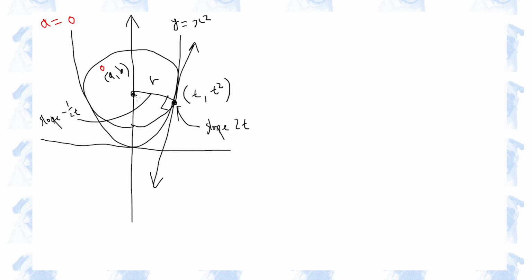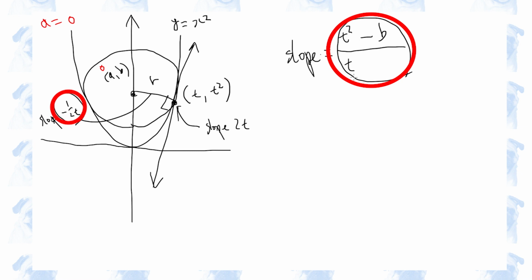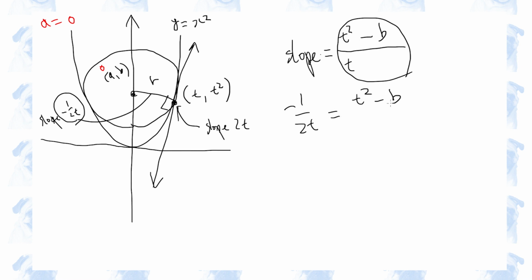Next, let's try to express the slope of the normal in another way. The slope of the normal can also be expressed as t squared minus b over t minus a, which is t minus 0. Therefore, these 2 expressions express the same thing. So minus 1 over 2t equals t squared minus b over t. Multiply both sides by t. So b can be expressed as t squared plus 1/2.